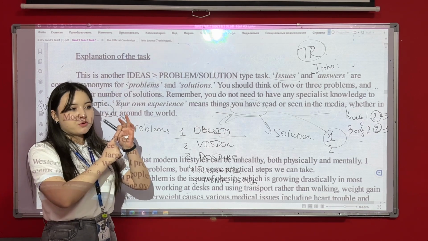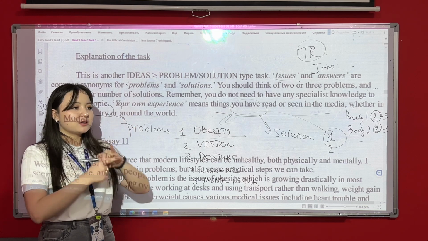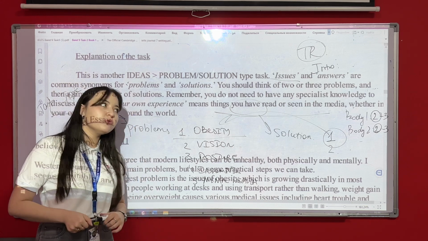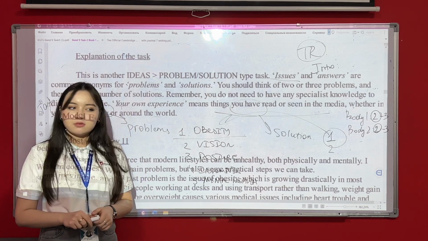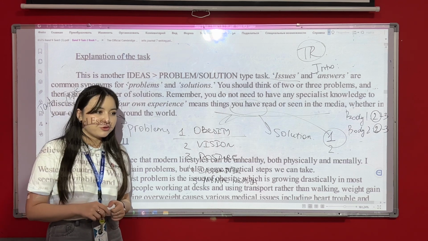Вот это проблема, this problem, this problem. This is solution, this is solution. Okay? Not я думаю, по моему мнению. No. Understandable?